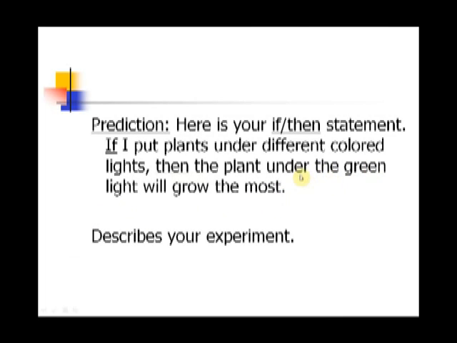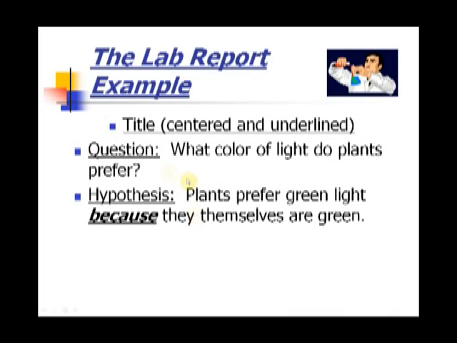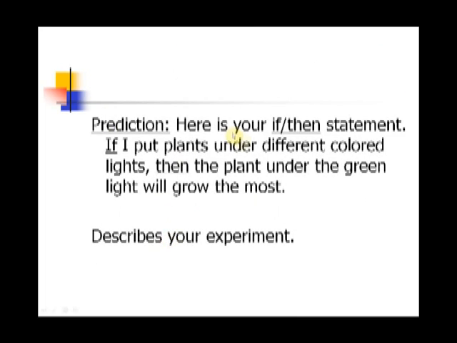I wouldn't say the plant under the blue light because that was not my hypothesis. Remember? My hypothesis: plants prefer green light. And I always have a because. Don't forget about the because. You should underline that part. And don't forget about the if-then. You should circle or underline if-then.